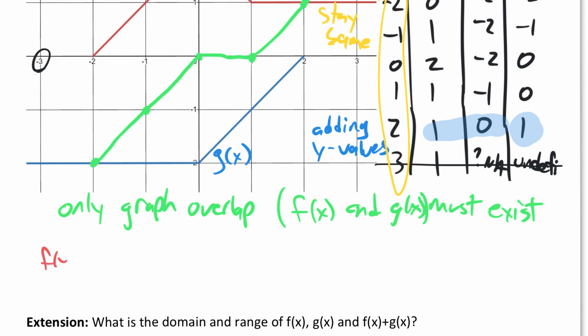Let's start with f(x). The domain for f(x) starts at -2, and let's pretend there's an arrow on that right side. So the domain would be -2 to infinity, because the graph continues on to the right, and it starts at -2. Because it's starting there, we include a square bracket, not a round bracket.